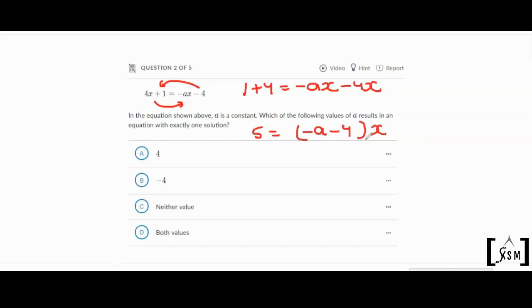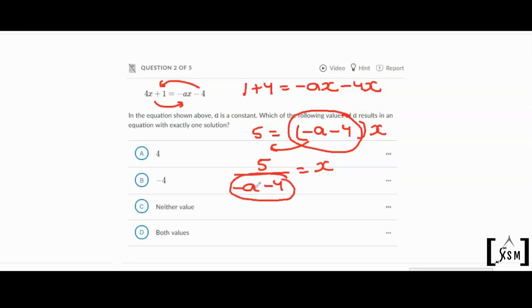And because we have to solve for x, this stuff will go down because that is in multiplication with x. So when it goes down this side, it will go in division. So 5 divided by negative a negative 4 is equal to x. Now to have exactly one solution, please understand guys, this denominator has to be not equal to 0. So minus a minus 4 should never be equal to 0 because we have to solve for x and it should have one solution.